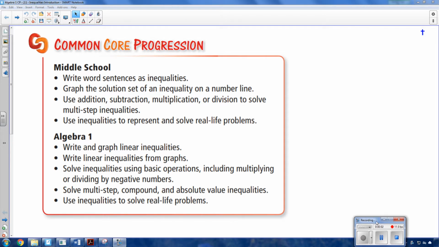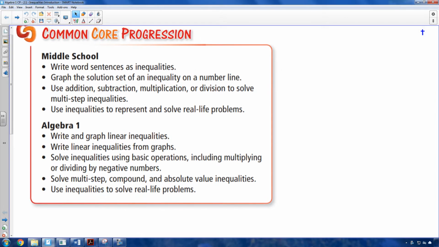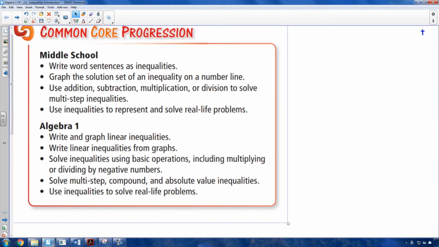Okay, so this video is on 2.1. We are solving inequalities. We're starting a new chapter today. And I want to just cover a couple of things that you've already done in middle school. If you look at the Common Core progression, these are the things you should have covered.